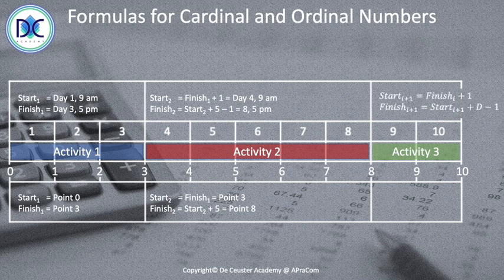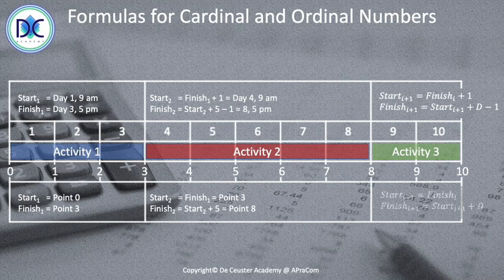And then the last part, and here we can continue with the formulas, and we can already write the formulas. The start of the follow-up activity, when we use ordinal numbers, is the finish of the predecessor plus 1, and the finish of the successor is equal to the start of the successor plus the duration minus 1. So in this case, the activity will start on the 9th at 9 a.m. and 9 plus 2 minus 1 is 2, so the activity will finish on the 10th at 5 p.m.